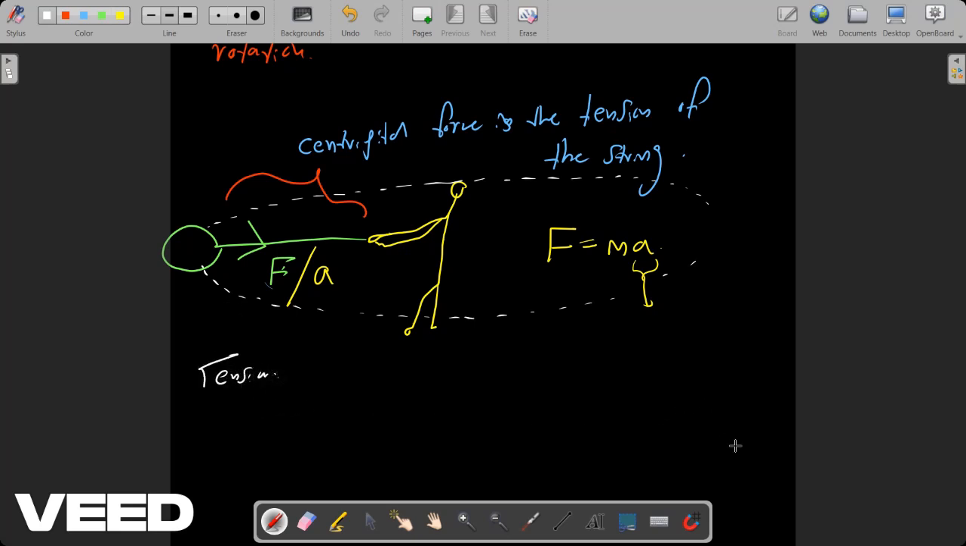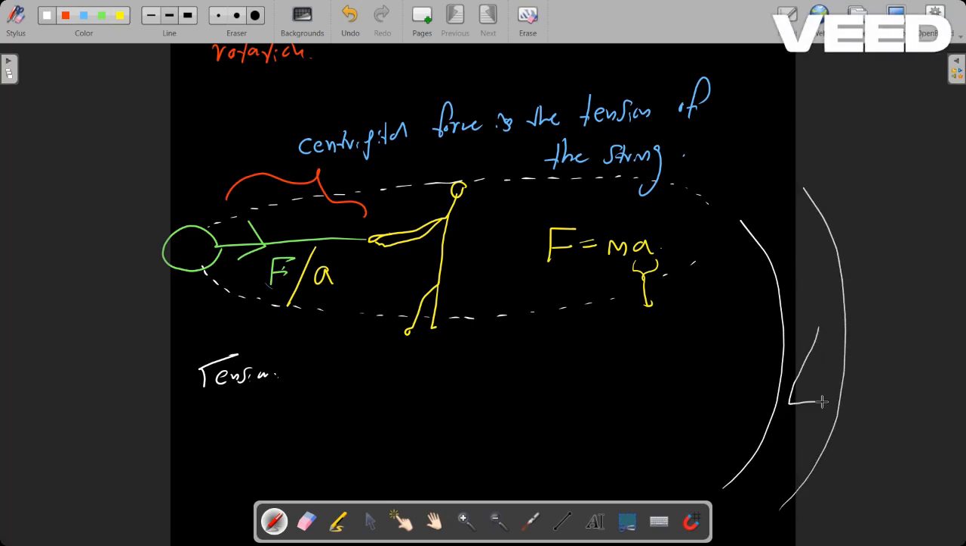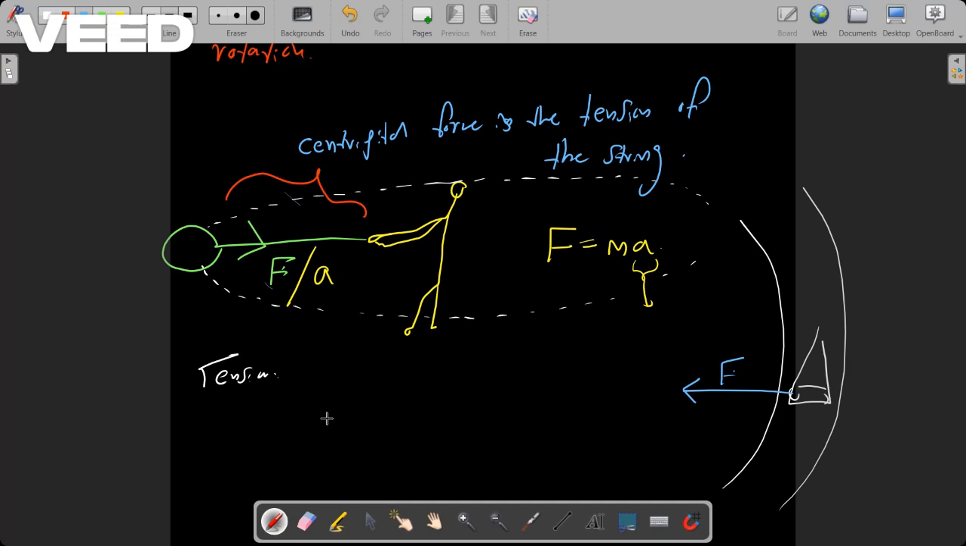When a vehicle is taking a bend, for example, a racing vehicle, a Formula One car, in that case, the centripetal force is the friction on the tire, right? The friction provides the centripetal force. So just like that, any force can act as a centripetal force based on the situation. I hope it is clear, right?